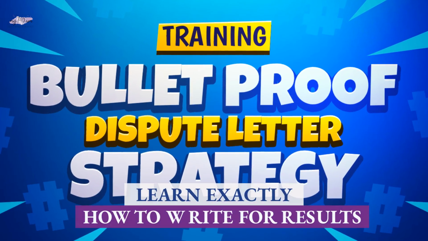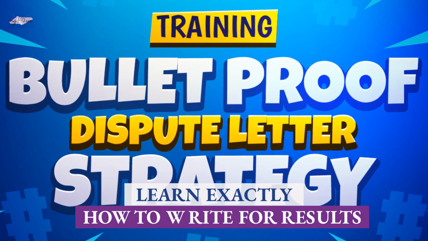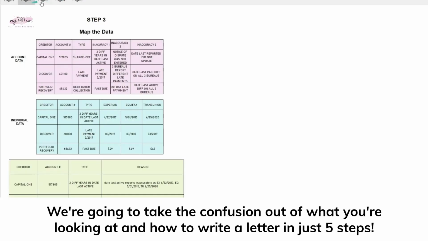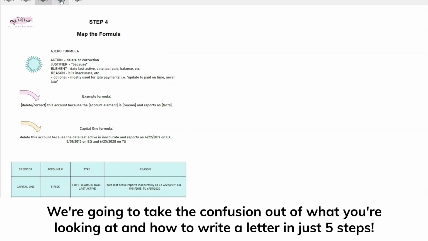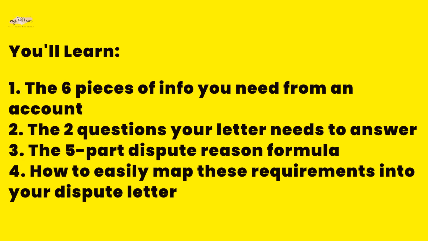Today, we're going over a bulletproof dispute letter strategy, and you're going to learn exactly how to write your letters for results. So, we're going to take all the confusion out of what you're looking at on your report and how to write a letter in just 5 steps. So, you're going to learn the 6 pieces of info that you need from your account, the 2 questions your letters need to answer, and the 5-part dispute reason formula, as well as how to easily map these requirements into your dispute letter. All right.